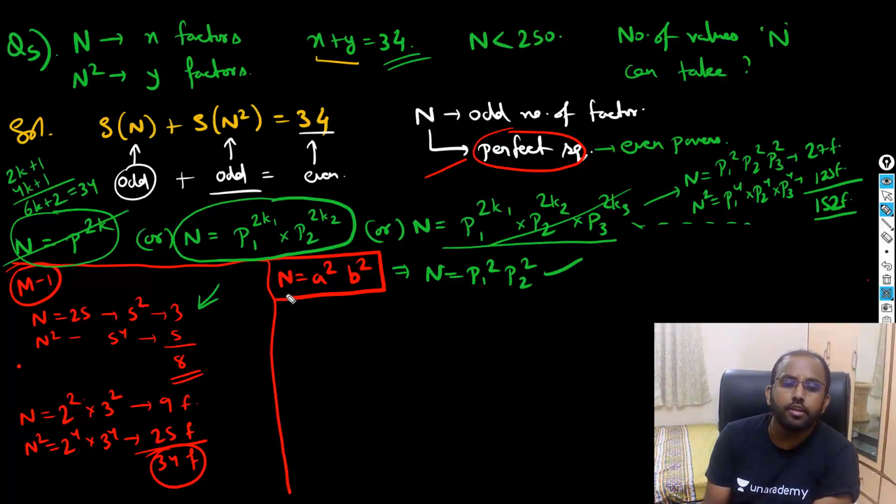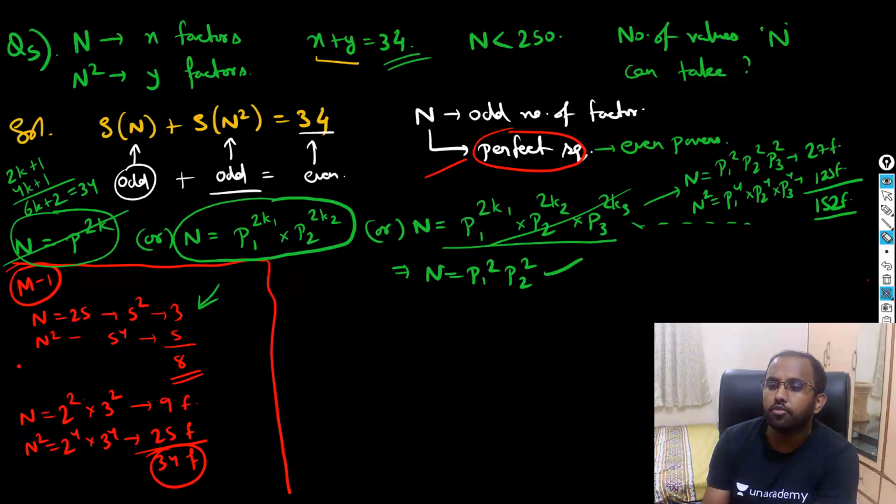I got that n is of the form what? Something p1 square. Let's not write a and b. Let's write here p and q. Okay, p square and q square. So if n is of the form p square and q square, what I can sense from here is I want all the values of n that is less than 250.